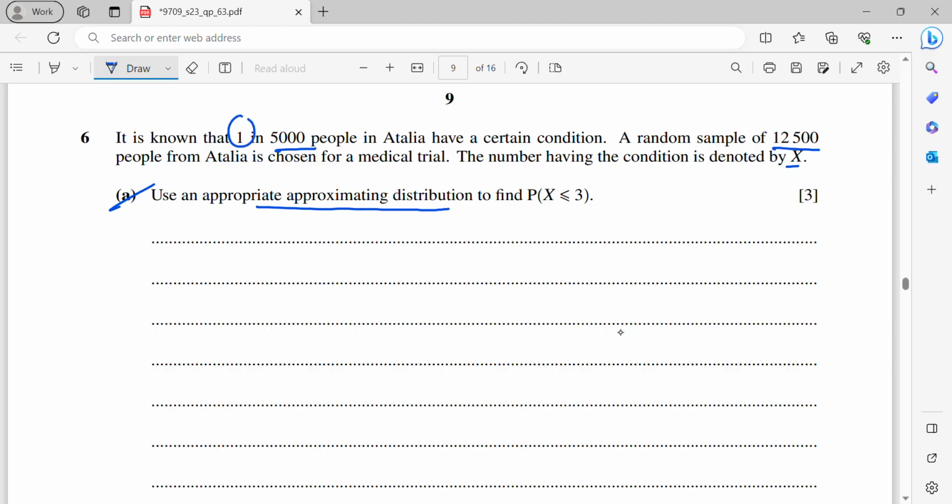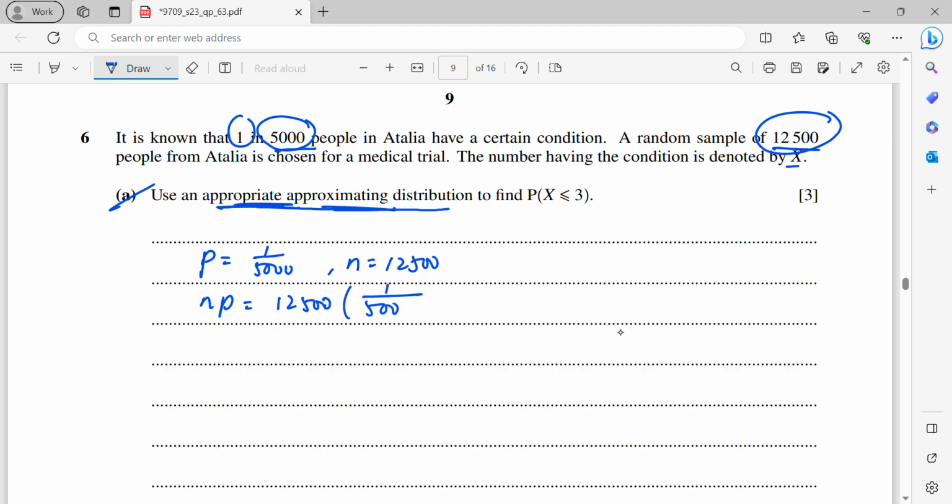So we know that 1 in 5,000, which means this is the P. So I will say P is 1 over 5,000, and then the N is 12,500. Right? It's mentioned you need to use an approximating distribution. So from here, I will count what my NP is, because I know that my N is large. So my NP is 12,500 multiplied by 1 over 5,000, then it will be 2.5.